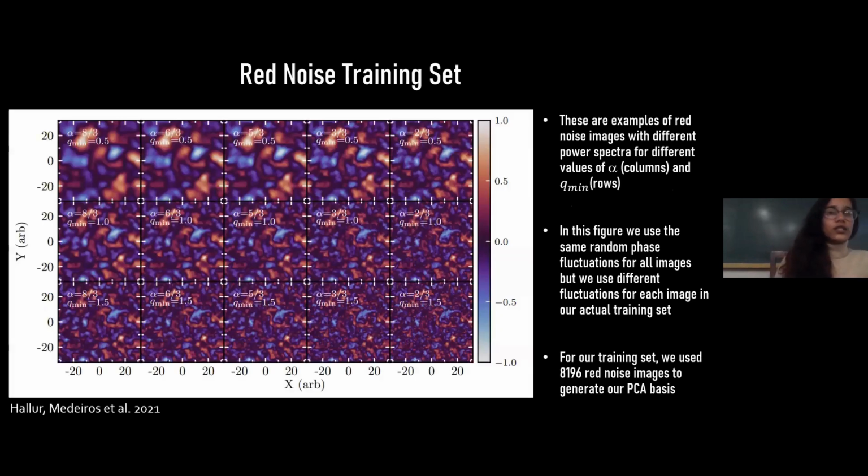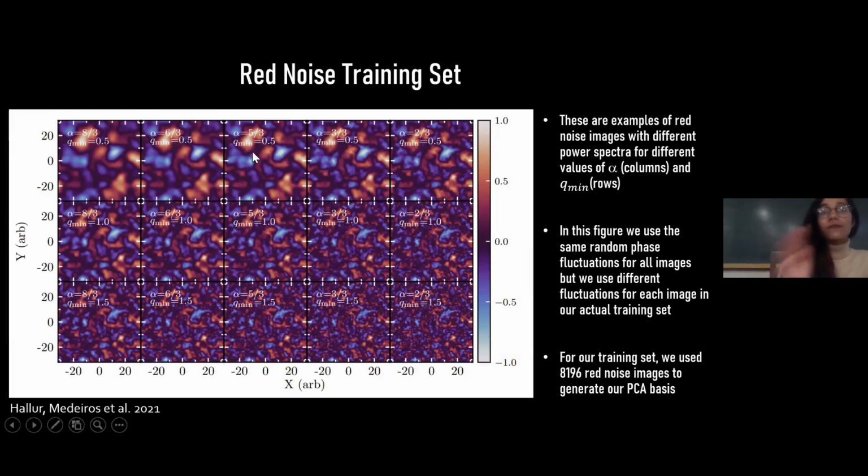So this image is an example of the space of red noise images that we can make. Each of them has a different value of alpha and Qmin. As we go to the right, alpha decreases, and as we go down, Qmin increases. The effect of both of these is that the size of the blobs decreases.